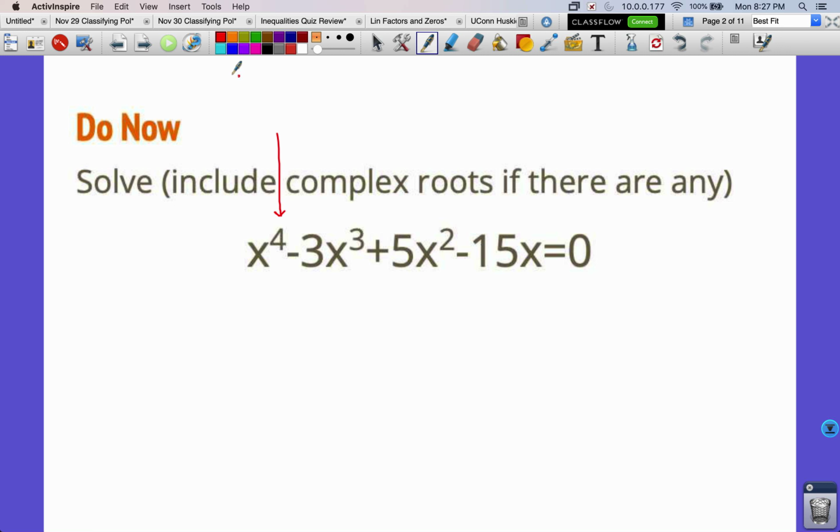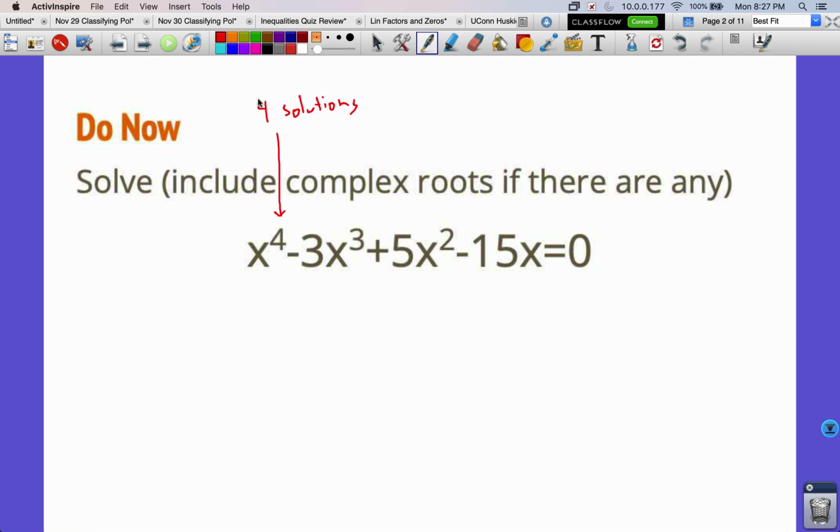With the highest exponent being a 4, the fundamental theorem of algebra tells us that we are expecting 4 solutions. Those could come in the form of double zeros, triple zeros. They could be imaginary, irrational, rational, anything. But if you add them all up, we're expecting 4. So we shouldn't stop trying to solve this until we've come up with all 4.